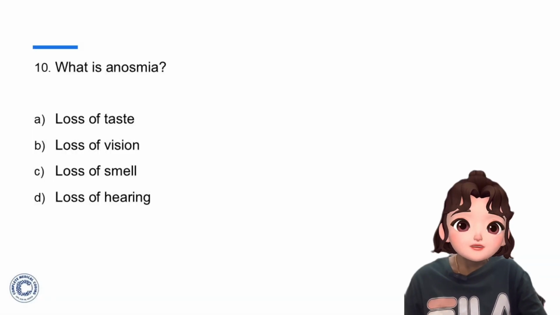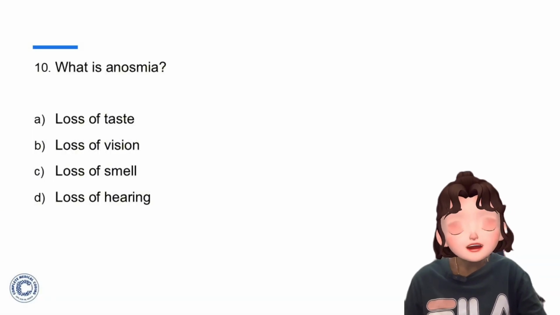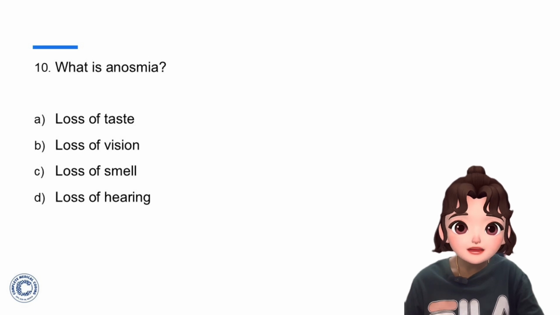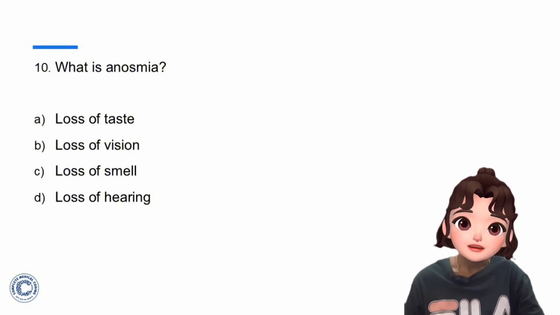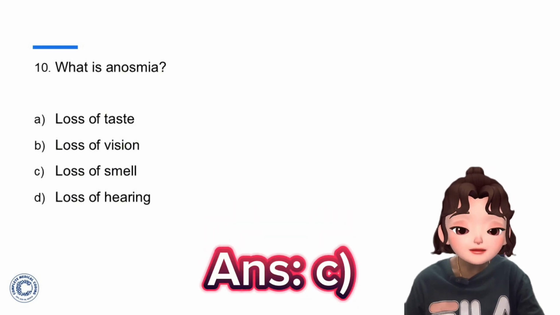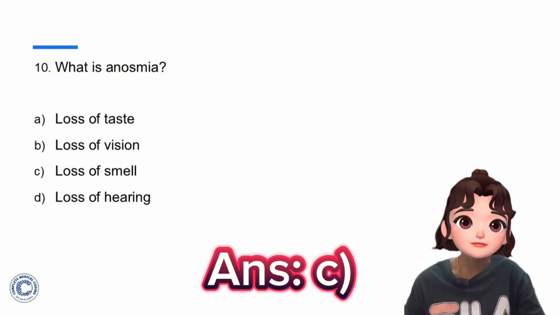Now let's discuss one more question, 10th question. What is anosmia? Option A, loss of taste. Option B, loss of vision. Option C, loss of smell. And option D, loss of hearing. Anosmia means the answer is option C, loss of smell.